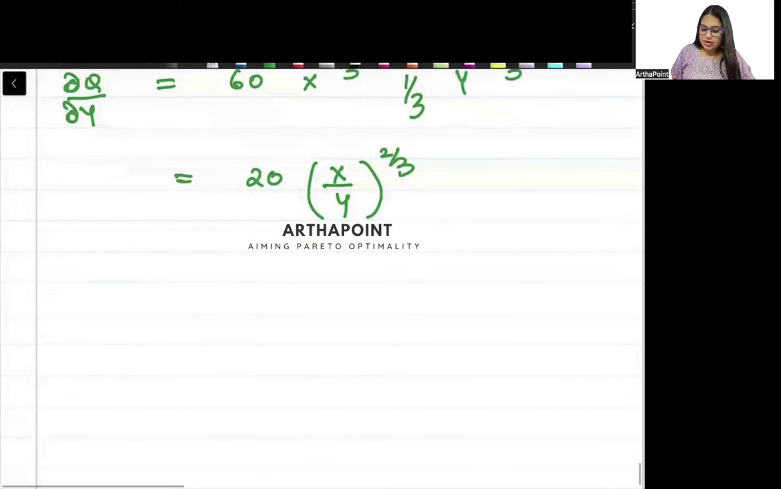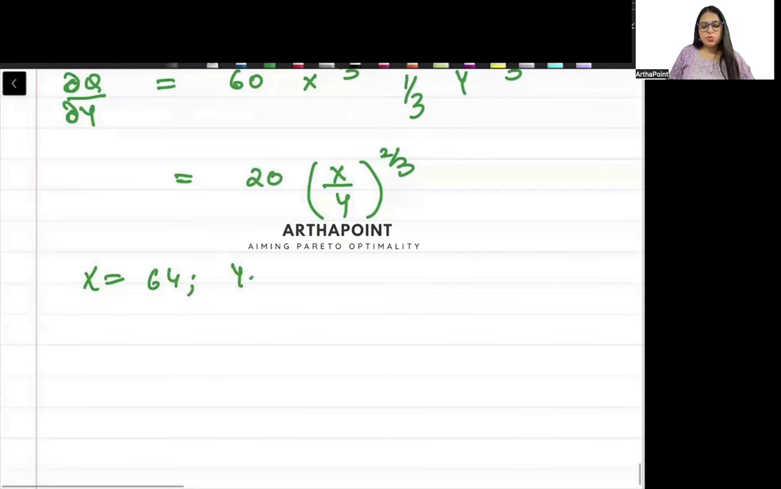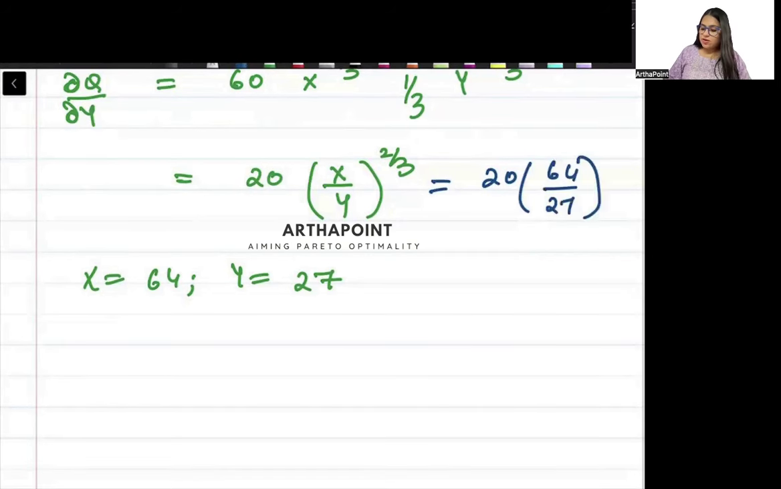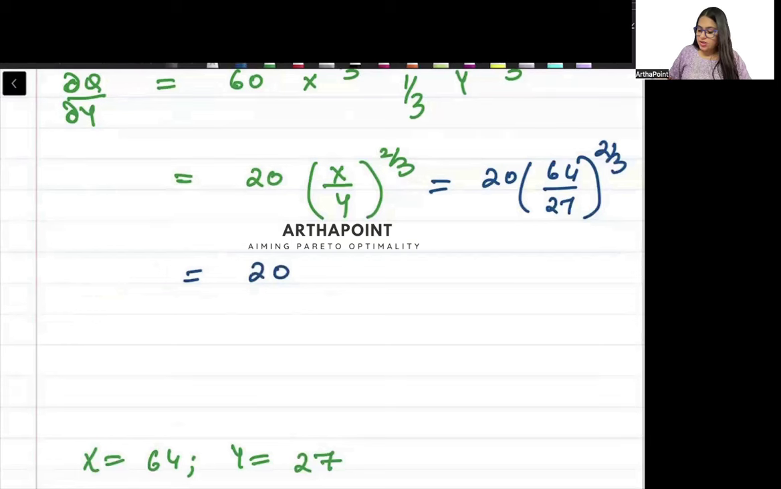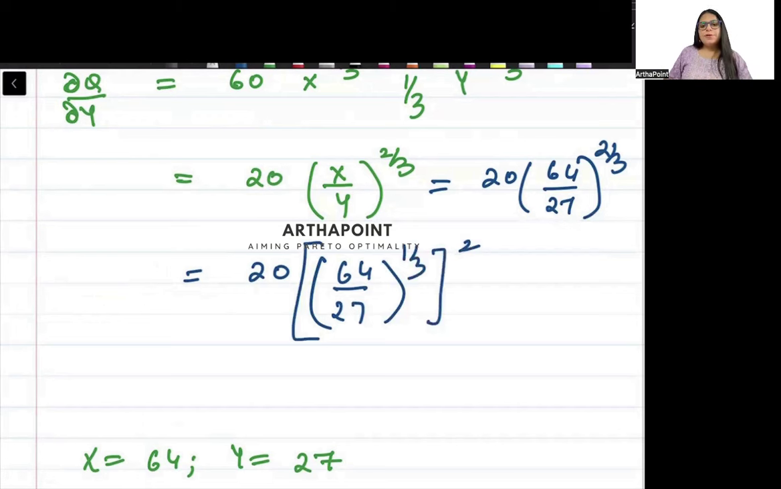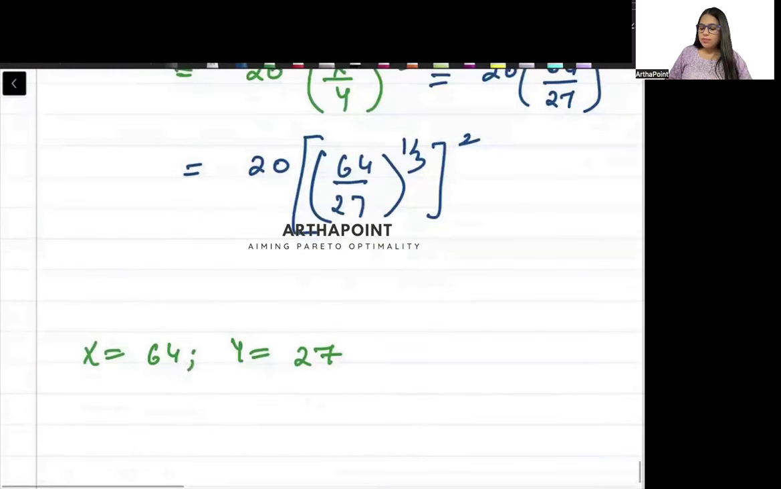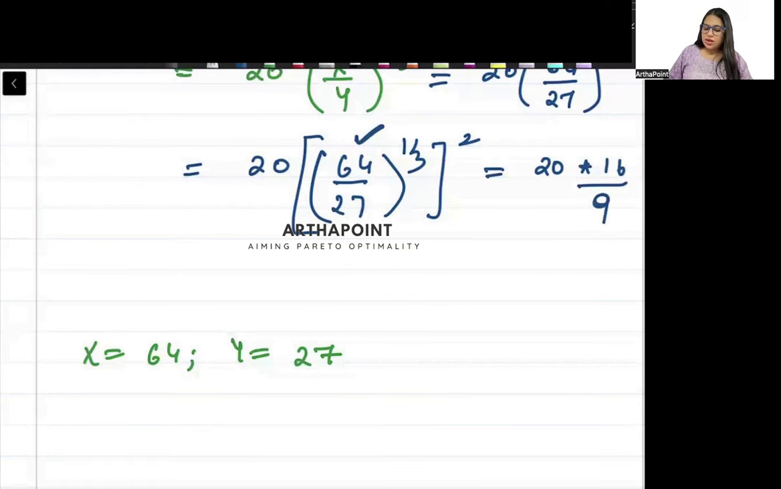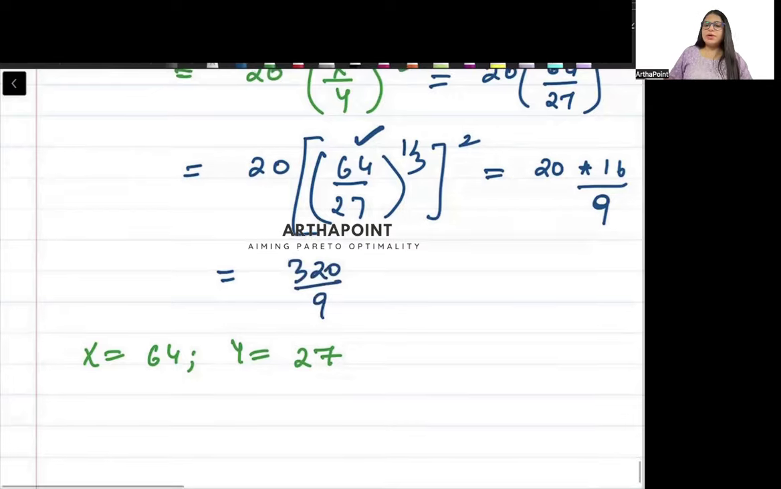Now I am given that x is 64 and y is 27. So if I put these values here, I will get 20, 64 by 27 to the power 2 by 3. So this will be nothing but 20, 64 by 27 to the power 1 by 3 whole square. So 4 into 4 into 4 is 64, so 4 will come out, whole square, so 16. So 20 into 16. And 3 into 3 into 3 is 27, so 3 will come out. 3 square is 9. So this will give you the answer as 320 by 9.